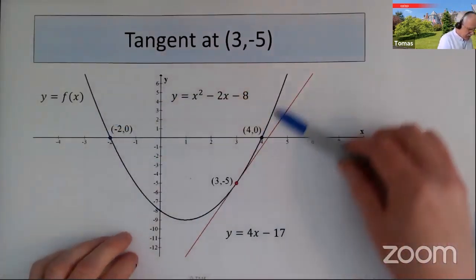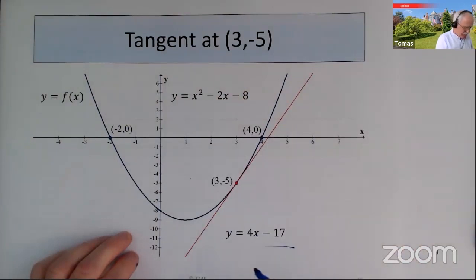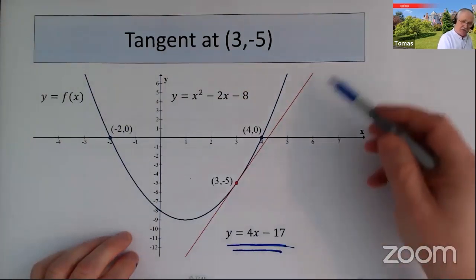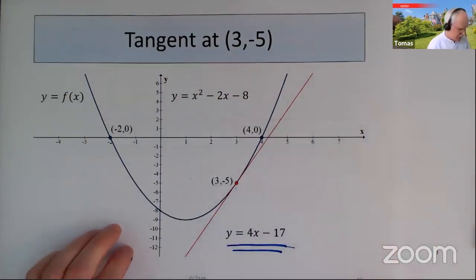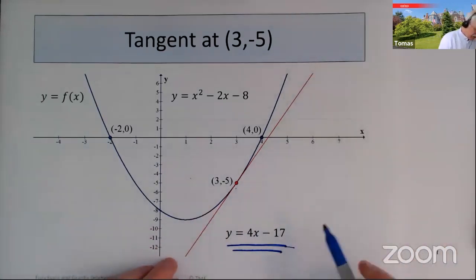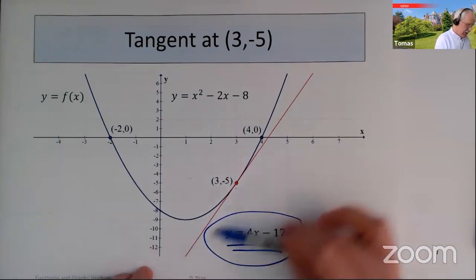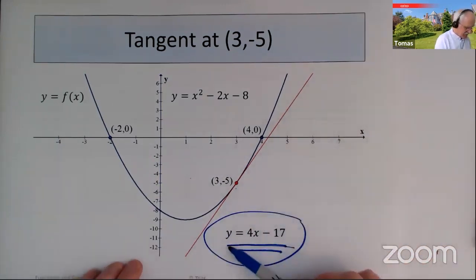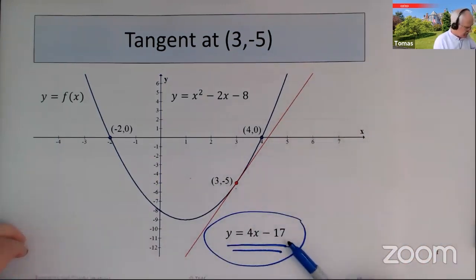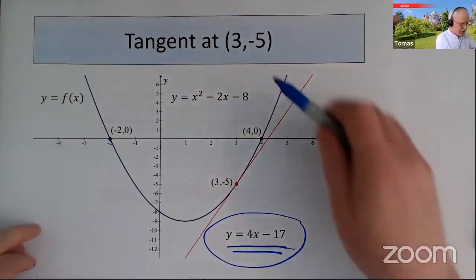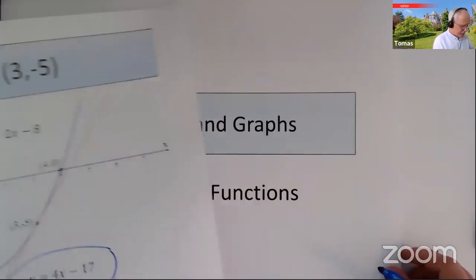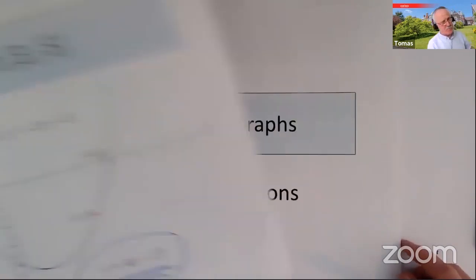So there's the tangent. There's the line. So the equation of the tangent at that point is y is 4x minus 17. And that's the tangent at 3, minus 5. And that's that topic.